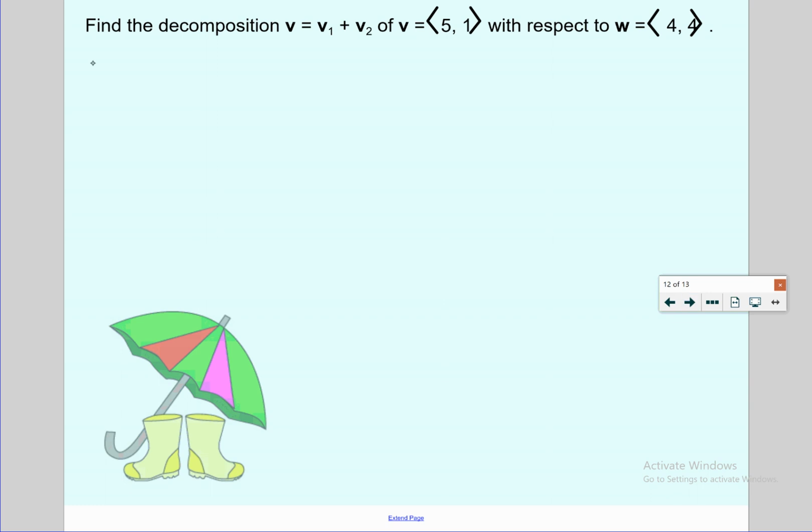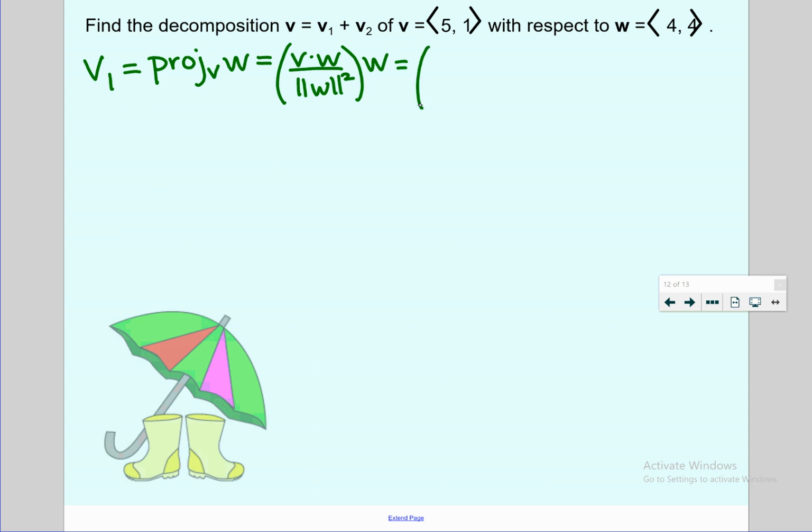Okay. First thing I'm going to calculate is v1. v1 is the projection of vector v onto vector w. So again, I need the dot product, I need the magnitude of w squared, and then I need to multiply it through w. Maybe we can do this part in our head. Can you tell me what the dot product of v and w is going to be? 24 is correct. So 5 times 4 plus 1 times 4.